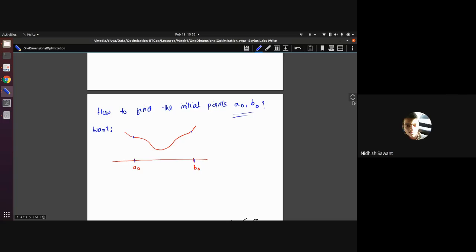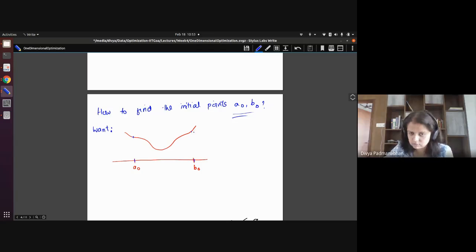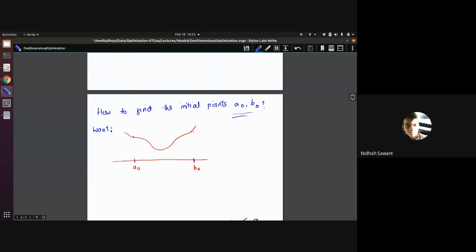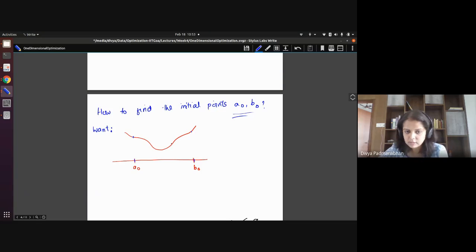Ma'am, if you know the gradient at a naught and b naught, then if the gradient at a naught is negative and at b naught is positive, then somewhere between a naught and b naught, it should go to 0. Yeah, or vice versa, the other way around. Yeah, that's true. So that is, of course, something you can do: check the gradient at each of the points. But if you're not allowed to check the gradient at these points, is there something else you can do? Whatever you said is a valid way to fix these a naught and b naught. So that's one way. Now, if you can't check the gradients, is there something you could do?